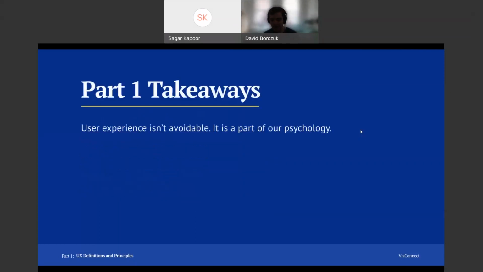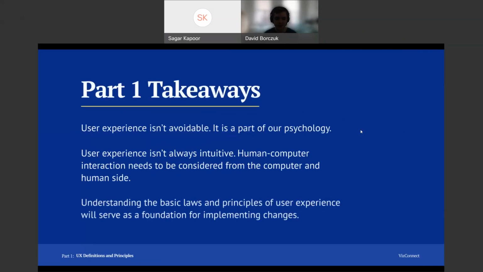So that was 5 core principles I wanted you to understand before we get to the next part. The takeaways from this part is that user experience isn't avoidable. It's literally part of our psychology, and it's not always intuitive. You have to always consider the human portion of user experience and the computer portion of experience in order to maximize the time that it takes for a user to interact with your tool and product. And then finally, understanding the basic laws and principles of user experience will serve as a foundation for implementing these changes.